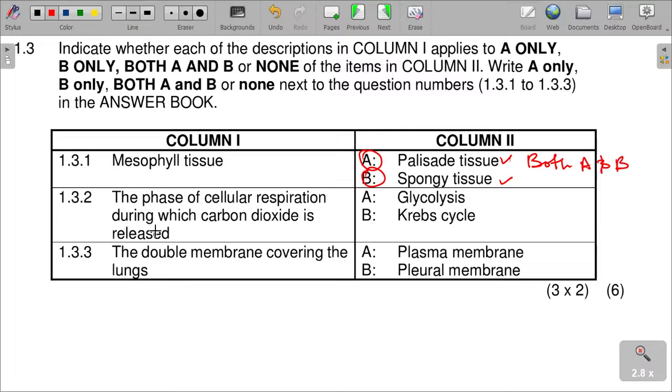The phase of cellular respiration during which carbon dioxide is released. Carbon dioxide is released during the Krebs cycle, which is B alone. We are saying that during cellular respiration, carbon dioxide is produced during what? The Krebs cycle.